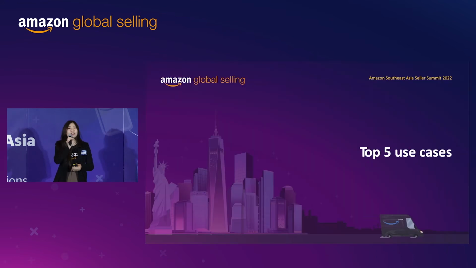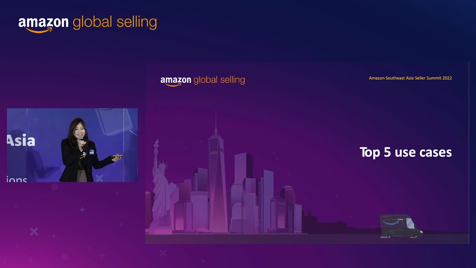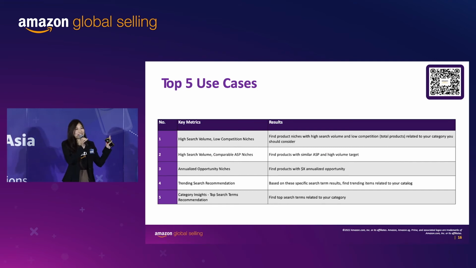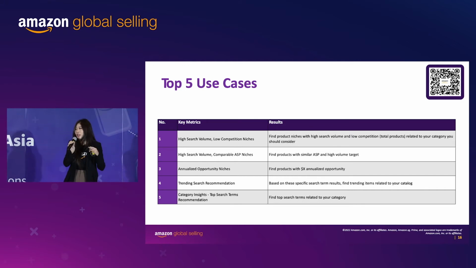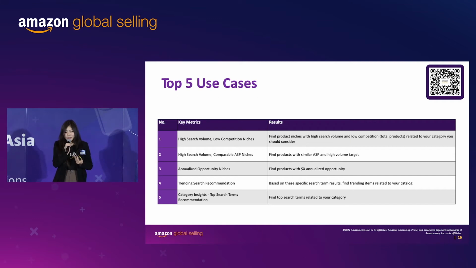Now I'll bring you through the top 5 use cases, and this is something a lot of sellers ask. There are so many metrics, so where do I start? So here is a playbook for you to get started. Here are the different use cases as you can see on the screen. We have the key metrics as well as the results that you wish to achieve, depending on your business objective and what you are focusing on. And in the subsequent slides, I will be going through in detail how you can discover these metrics on Opportunity Explorer.